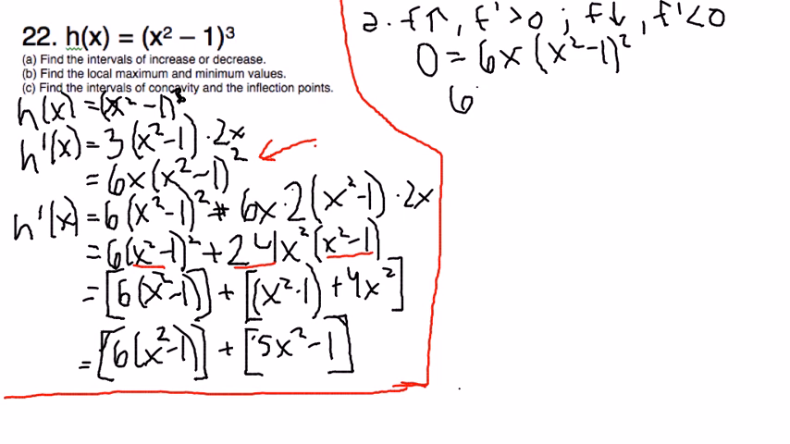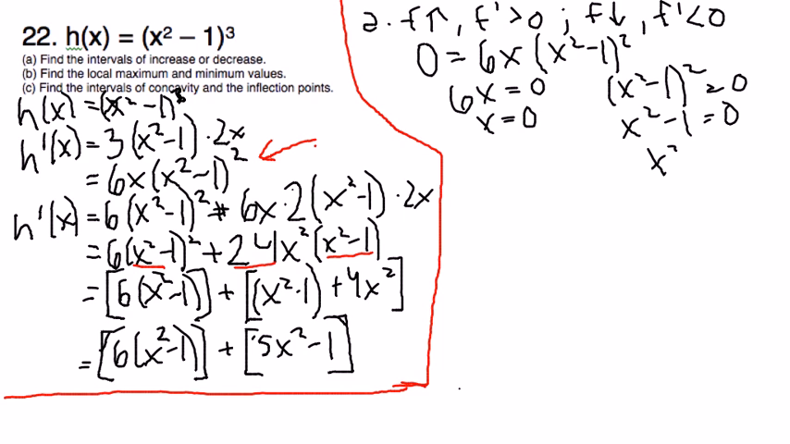Separate that, so we get 6x equals 0, and then (x squared minus 1) squared equals 0. We can see that x equals 0 if you divide both sides by 6. We can square root both sides. The square root of 0 is 0. So we get x squared minus 1 equals 0. Bring it over. Take the square root, and we see that it'll be plus or minus 1. So then we can make a number line here for h prime, and we have zeros at -1, 0, and 1.